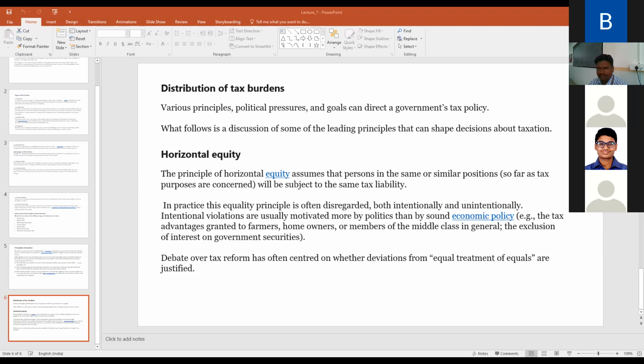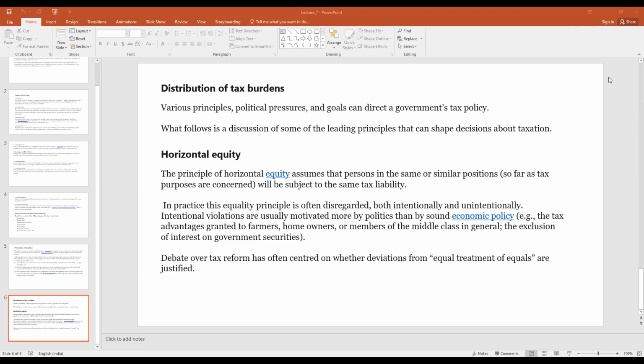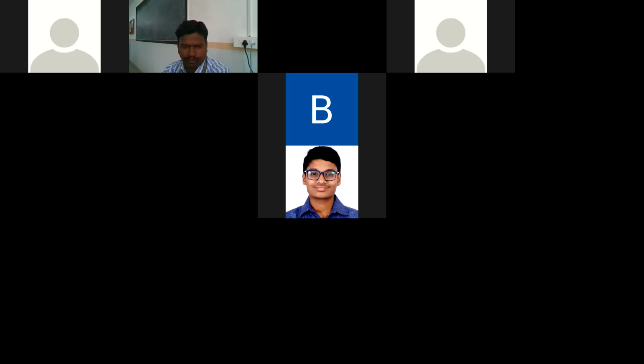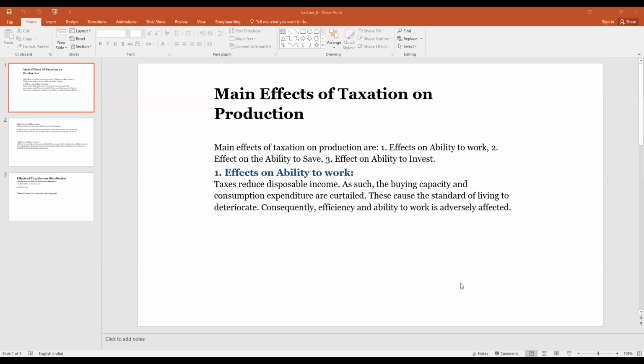Yes, Sanjay? Yes, sir. Now we'll move on to the next topic. Horizontal equity, I'll come back to you. It is in some other slide, so we'll move on to the effects now.